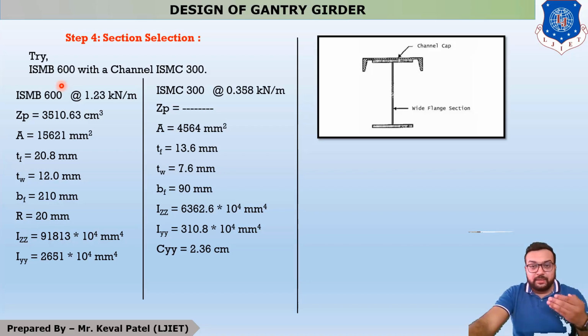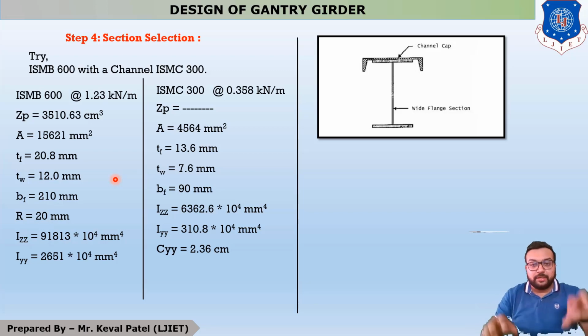So we have to try, from the exam point of view, for the higher section, and our higher section in the steel table is ISWB 600 with a channel ISMC 300. But from the channel point of view, your heaviest section is ISMC 400. But in this example, we have to choose ISMC 300. So students, both the properties of the selected section come directly from the steel table.